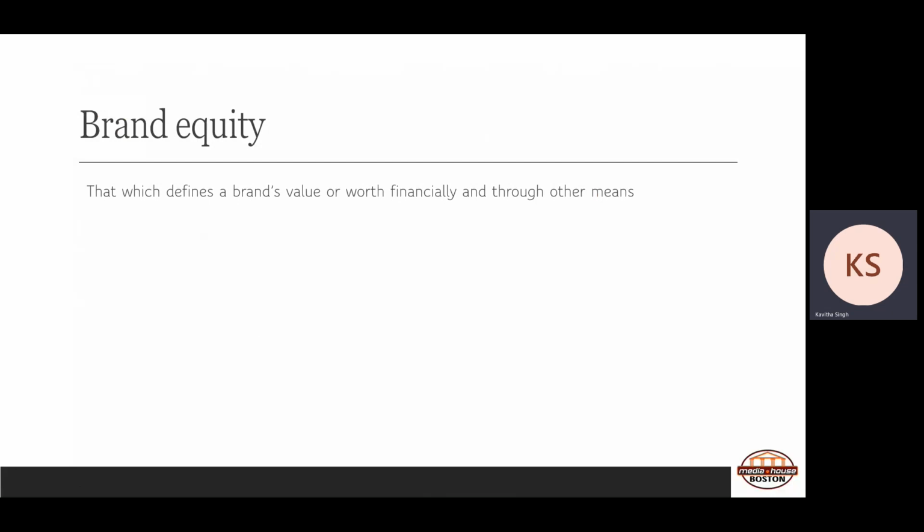That which defines a brand's value or worth financially and through other means. So what it could be also, if you look at a specific brand, it's whatever they have accumulated, right? And it gives you a value or it's financially equivalent. So there's two approaches when it comes to brand equity. And the one is the financial approach. So buying and selling, generating an income and increased market share.